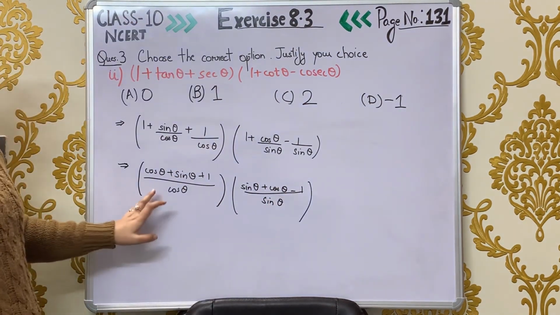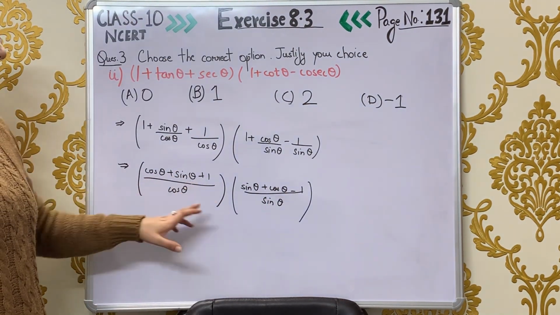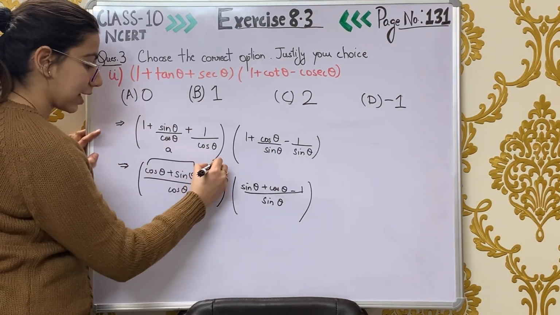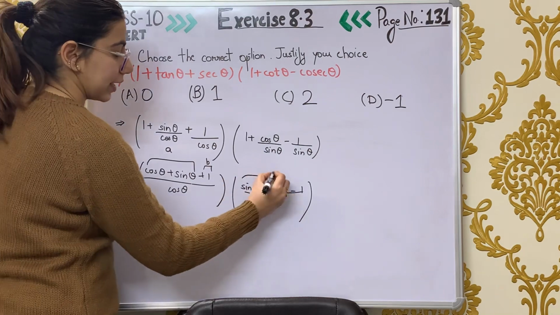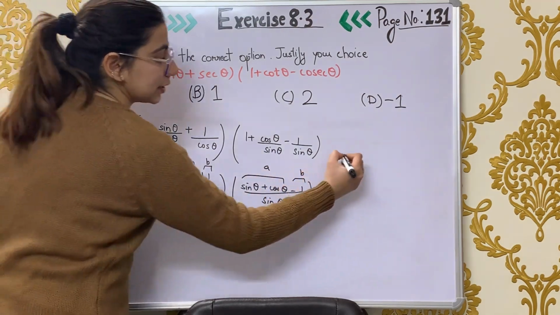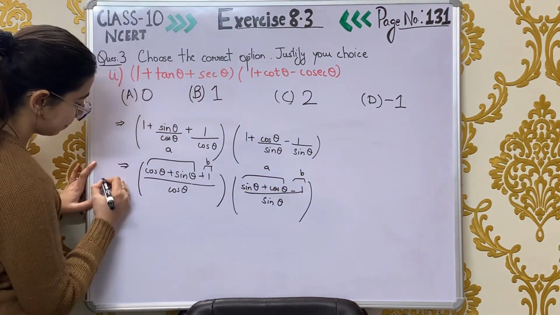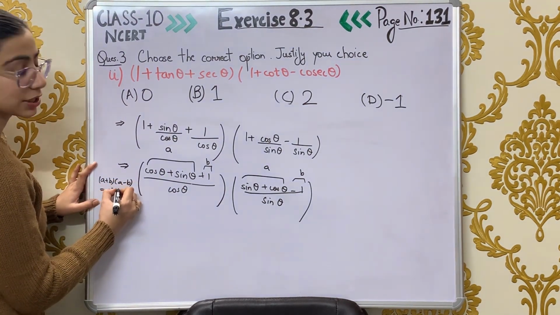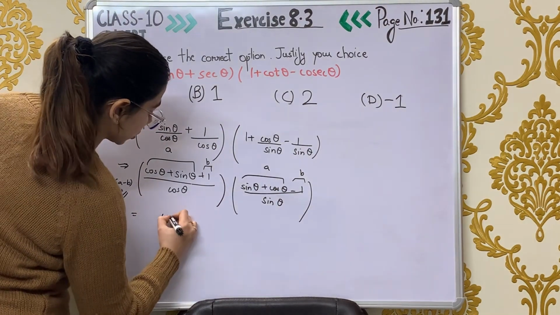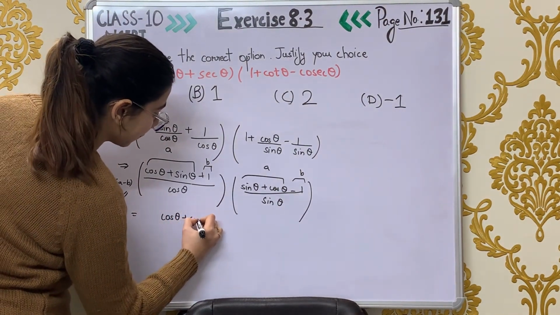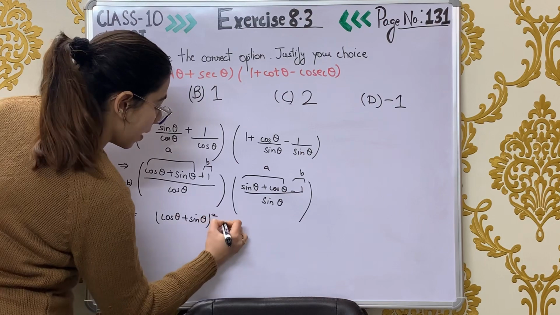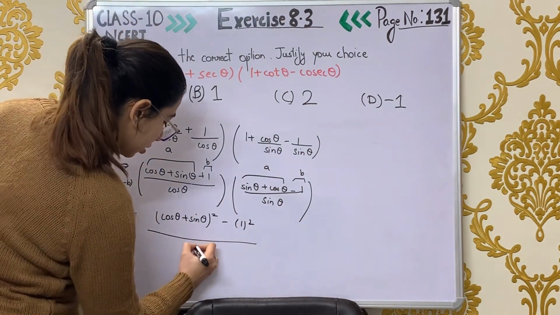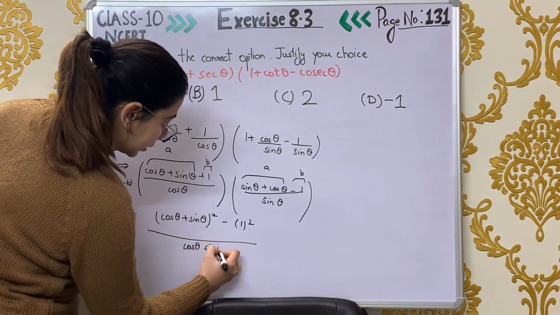Now if you observe, does this look like an identity of a square minus b square? How? If we consider this as a and this as b, we see that we are getting a plus b into a minus b. So I can write this as a square minus b square. How I can write this as cos theta plus sin theta whole square minus 1 square upon cos theta into sin theta.